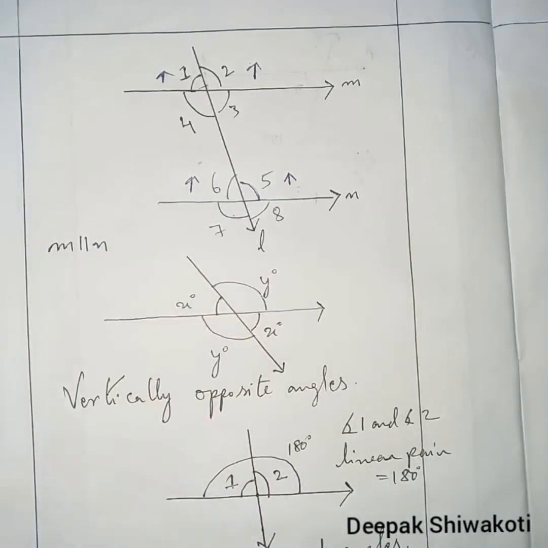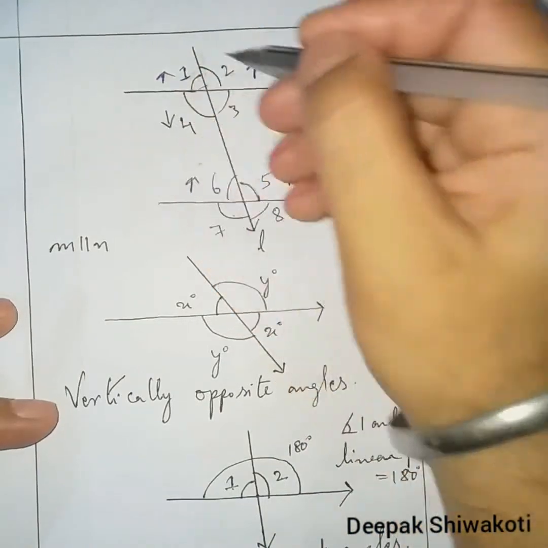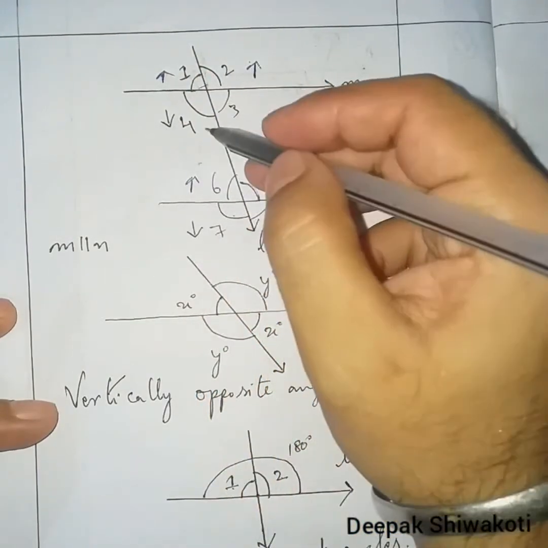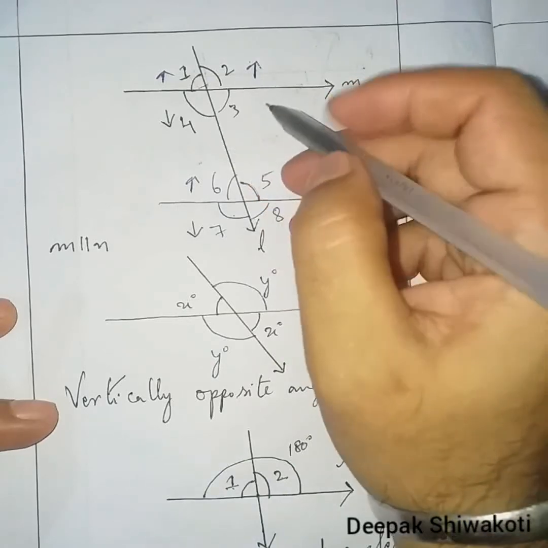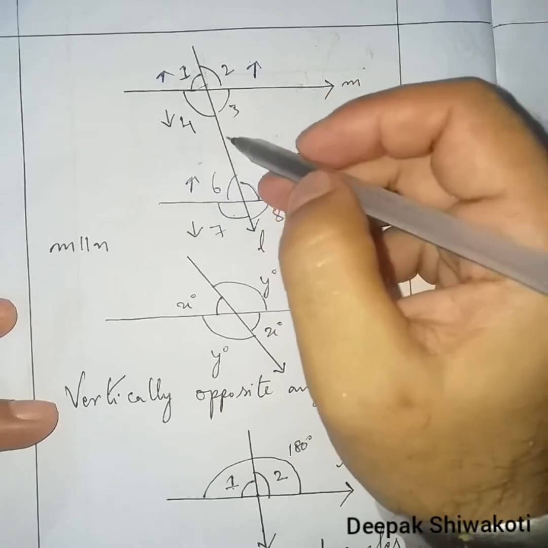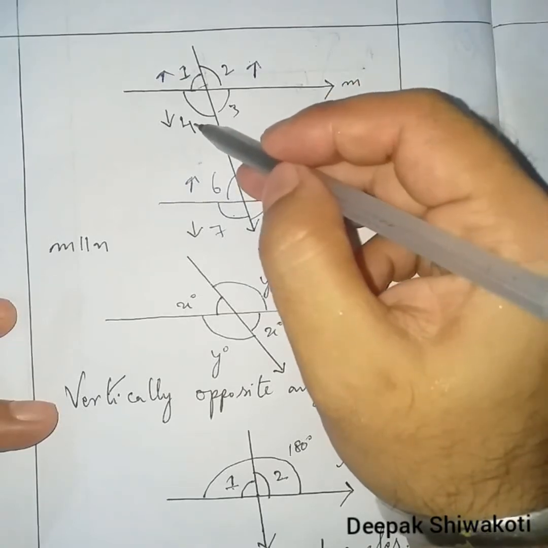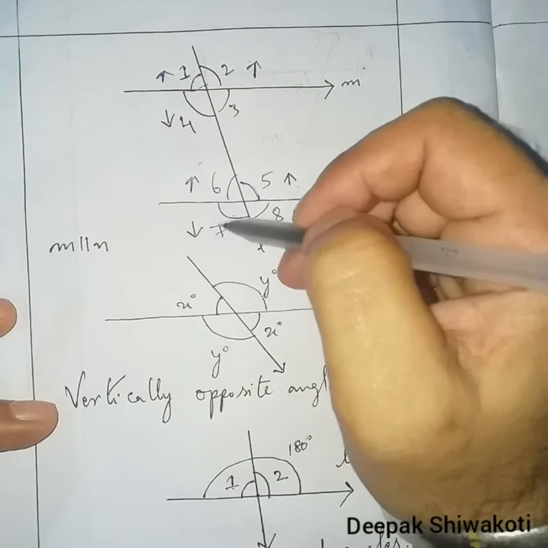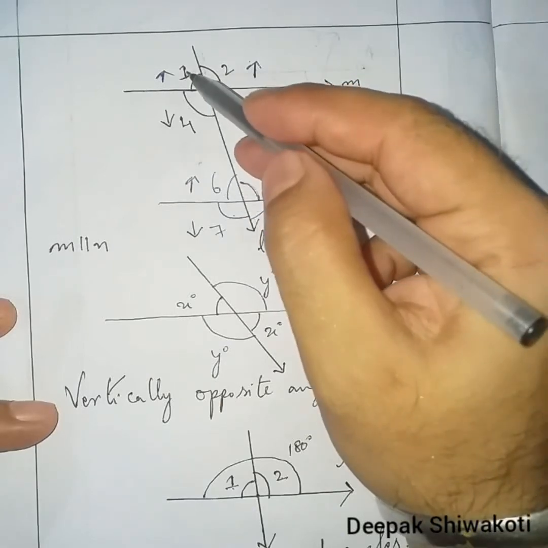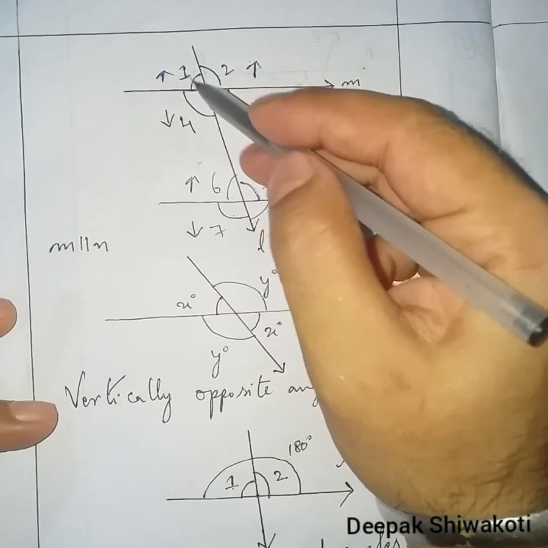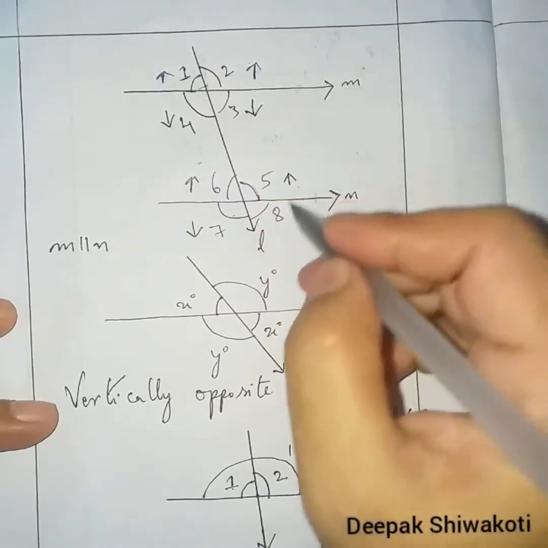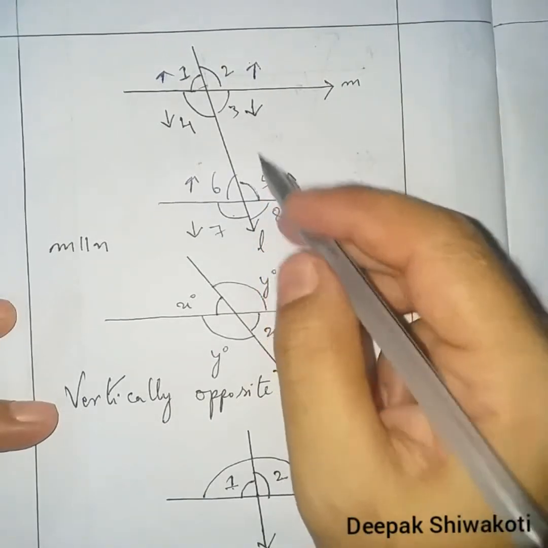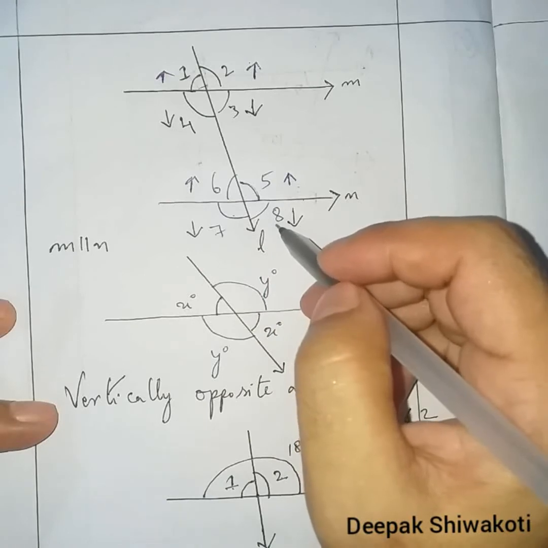You can see this angle 4 is facing downwards, angle 7 is facing downwards. Angle 4 and angle 7, these two are also corresponding to each other. So don't get confused, angle 4 and angle 7 are corresponding, nothing else. And when you see this angle 1, the corresponding angle of this is angle 6. Similarly angle 3 and angle 8, these two angles are also corresponding to each other.